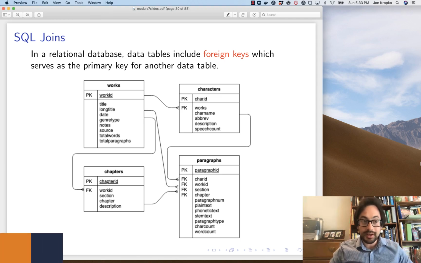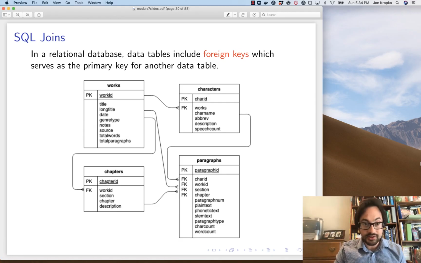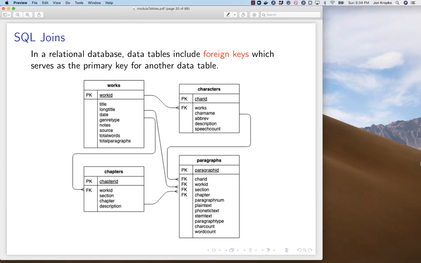Okay, we need to talk about SQL joins. So when we have data and we've done the work to put it into first, second, third normal form, or a higher normal form, like we talked about last week, we're going to end up with different tables. So this picture is a picture of the data that we're going to use for the lab this week. It's a database that contains information about all the works by Shakespeare.